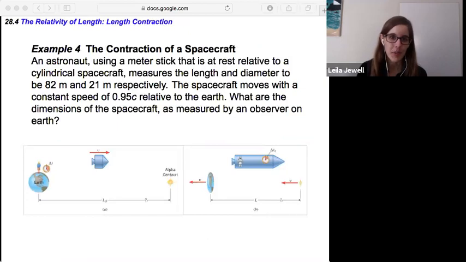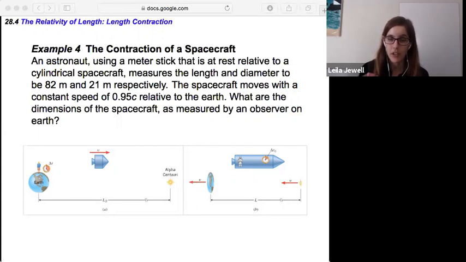So let's look at an example of this, the contraction of a spacecraft. An astronaut, using a meter stick that is at rest relative to a cylindrical spacecraft, measures the length and diameter to be 82 meters and 21 meters respectively. The spacecraft moves with a constant speed of 0.95 c relative to the Earth. What are the dimensions of the spacecraft as measured by an observer on Earth?